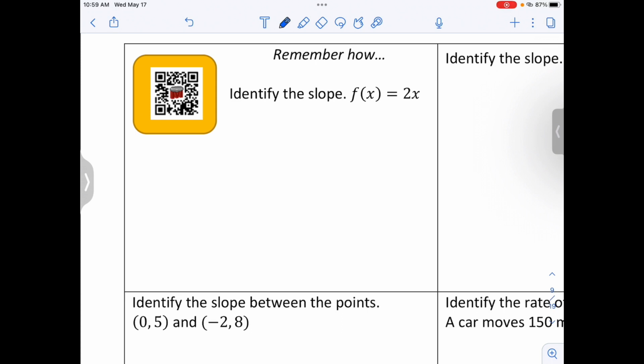Of course, if we think about y equals mx plus b, then we know the number in front of x is our slope. So if we want to identify the slope of this function, that's pretty easy. The slope is 2. And that hardly even seems like a video worth watching.